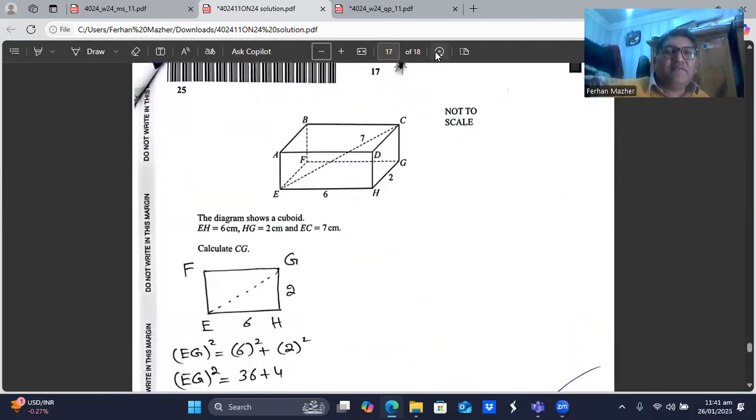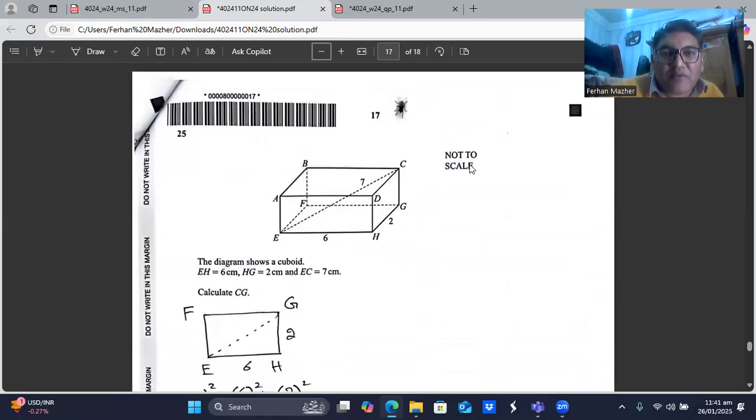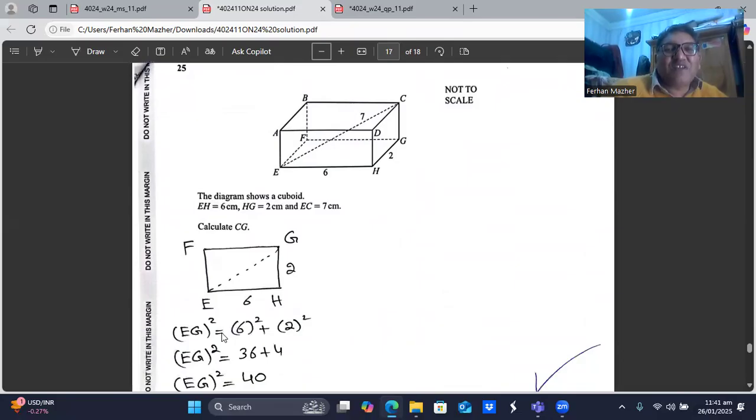So here we have the solution which is showing up. Oh my God, this is a fly. I thought a fly when I took the photo. Okay, so I took the floor that is EFGH. It's a rectangle. So I want to find out EG.